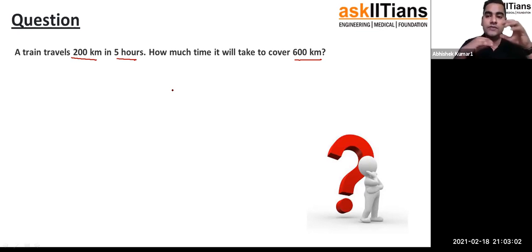Because when we are increasing time, the distance that is traveled by the train is also increasing. If we decrease time, the distance traveled would be less, no doubt. That means when we are increasing one value, the other value is increasing. When we are decreasing one value, the other value is decreasing. So this is a problem of direct proportion.